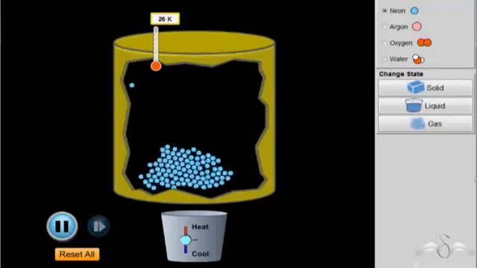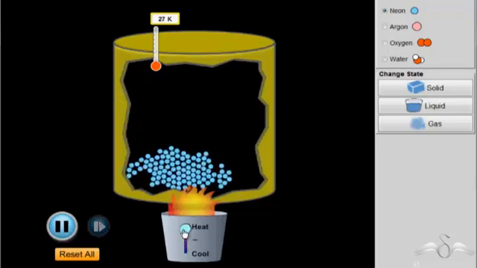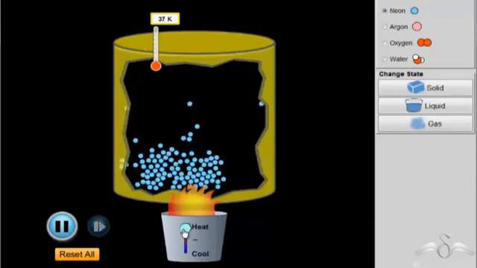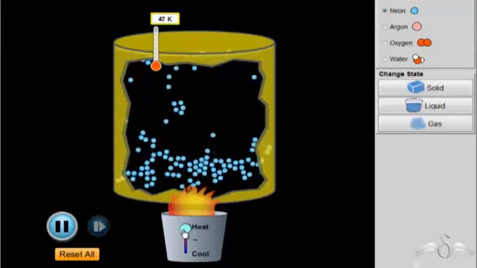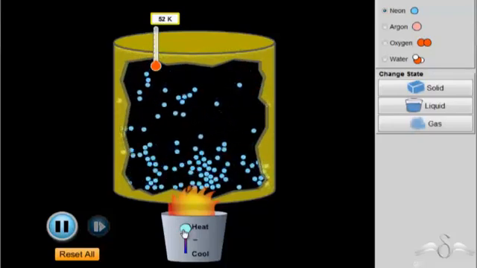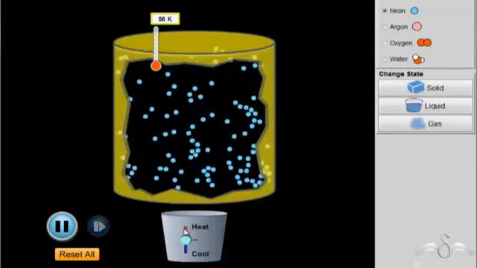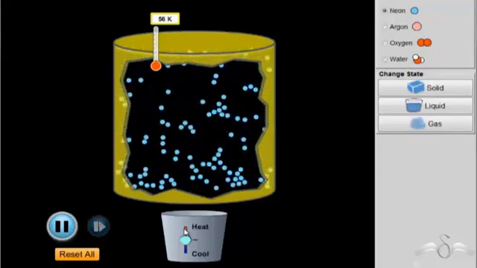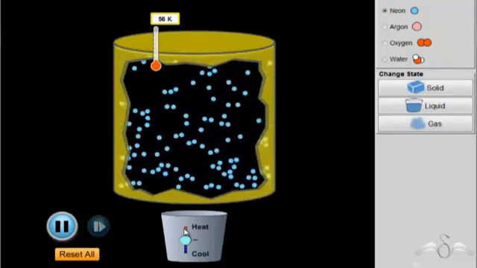So here we have a liquid sample. We provide heat to the sample. As we provide heat, the kinetic energy of the particles increases. Therefore, the speed of the particles increases. So the interparticle space between the particles increases. The intermolecular force of attraction between the particles decreases, and therefore the liquid changes into the gaseous state.